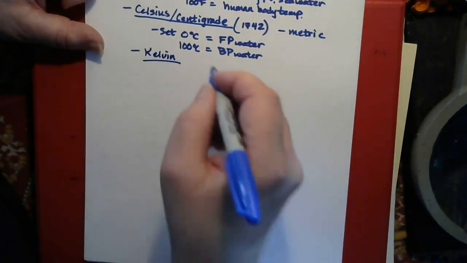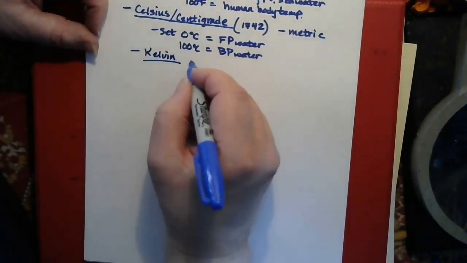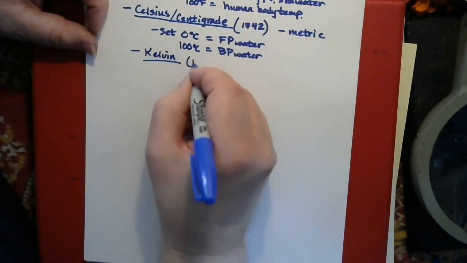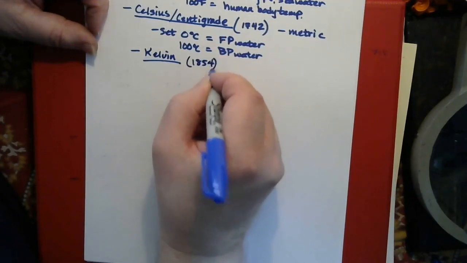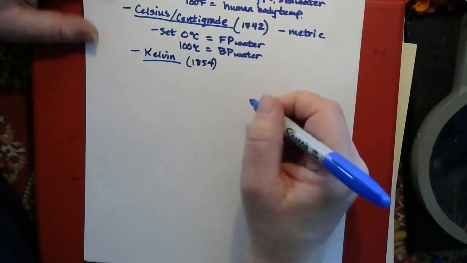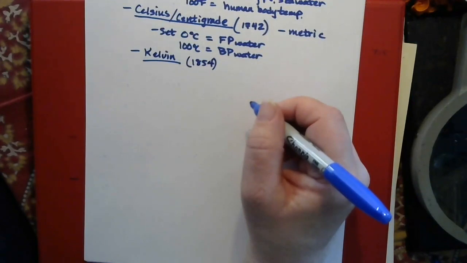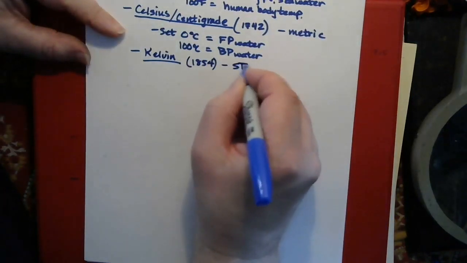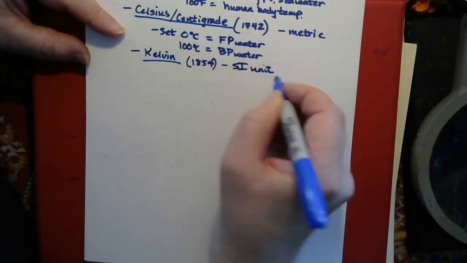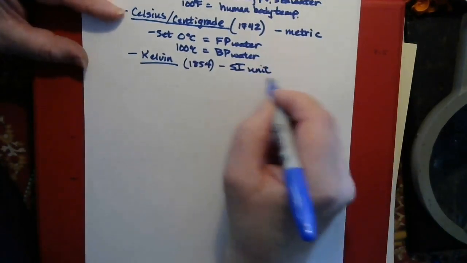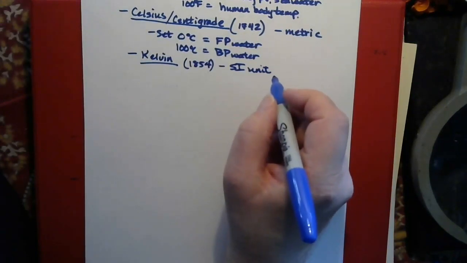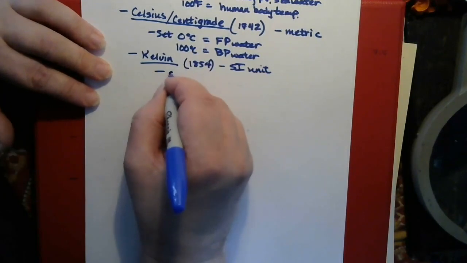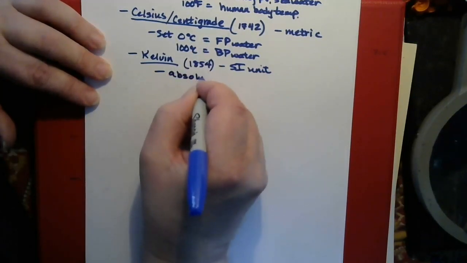There's another one, though, and that is the Kelvin scale of temperature. This was developed by Lord Kelvin in 1854, actually, a long time ago. This is the SI unit for temperature. That is the temperature that's used in chemistry and physics because it's an absolute temperature scale.